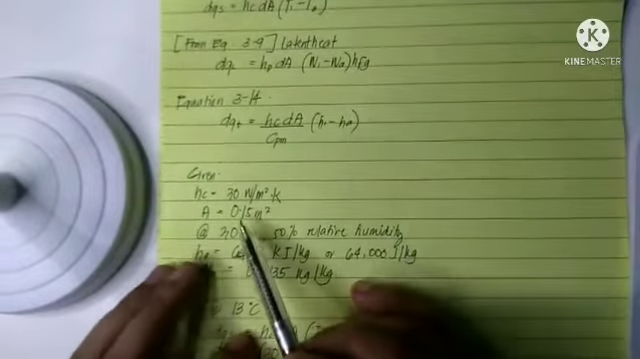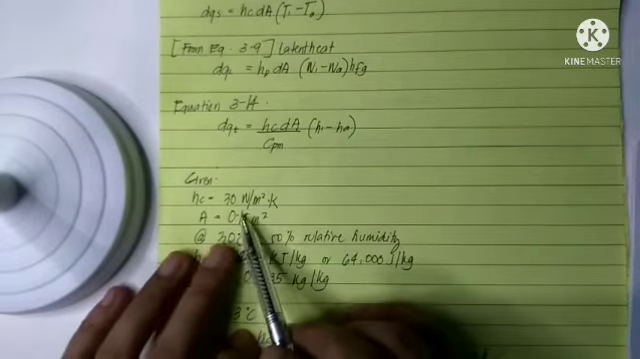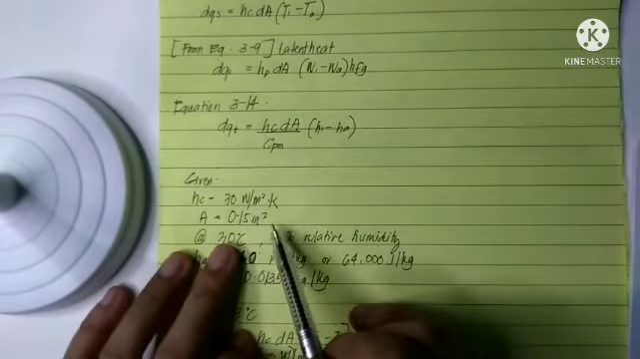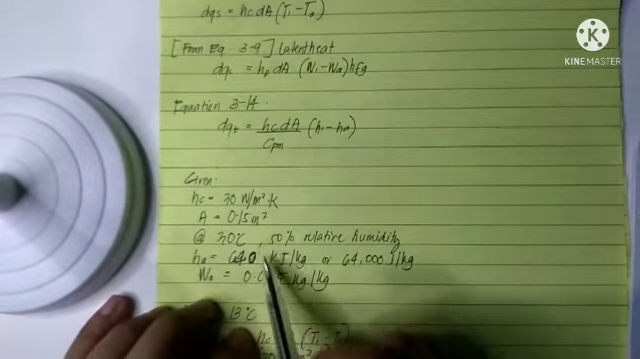So we have here the given, which is our convection coefficient, 30 watts per meter squared Kelvin, and the area, which is 0.15 meters squared.